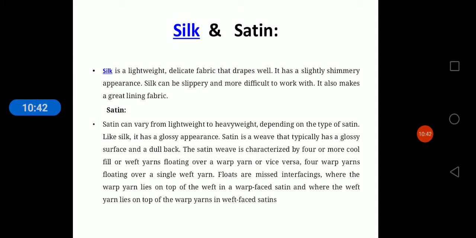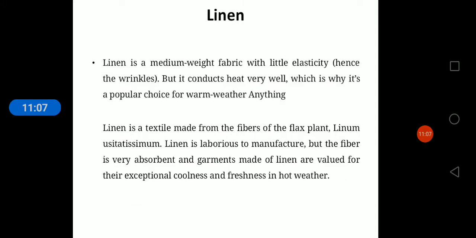The satin weave is characterized by four or more weft yarns floating over a warp yarn, or vice versa, four warp yarns floating over a single weft yarn. Floats are missing interlacings, where the warp yarns lie on top of the weft in a warp-faced satin, and where the weft yarn lies on top of the warp yarns in weft-faced satins.